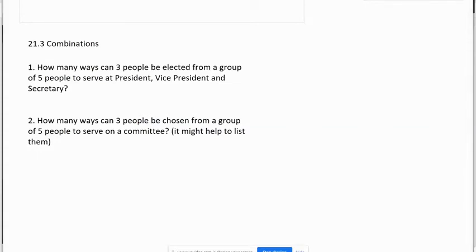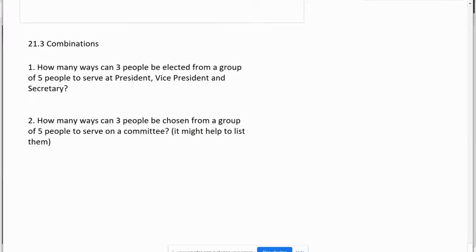This lesson is on section 21.3, which is on combinations, and we're going to start the lesson with a couple exploratory problems so you can hopefully understand the difference between permutations, which we did in the last section, and combinations, which is the new section.